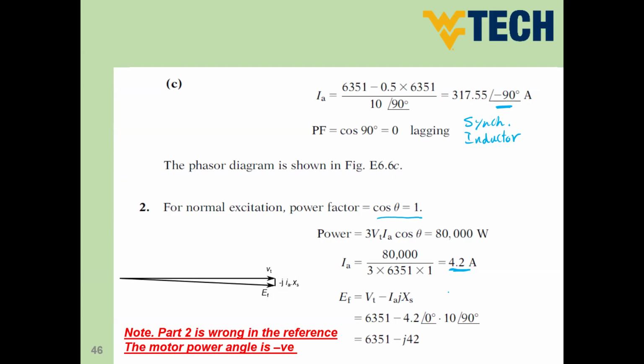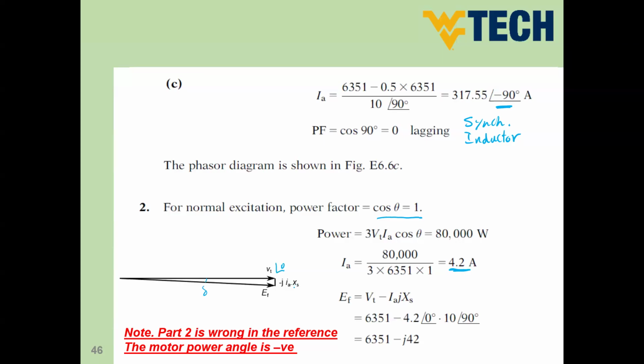Now, if you would like to calculate the excitation volt, use the same relation again. So Vt minus Jx, V terminal is here. This is the phase value minus the current at angle 0 because it's unity power factor times 10 at angle 90, Jxs. And you would get the excitation volt. If you draw the phasor diagram, so this is Vt at angle 0, and this is going to be EF, and it has to be in negative angle delta like that.